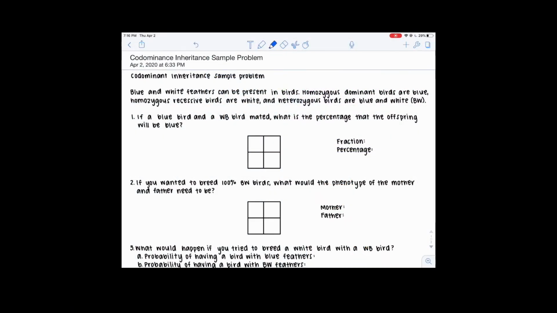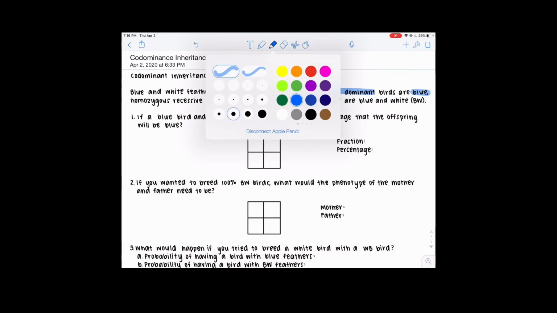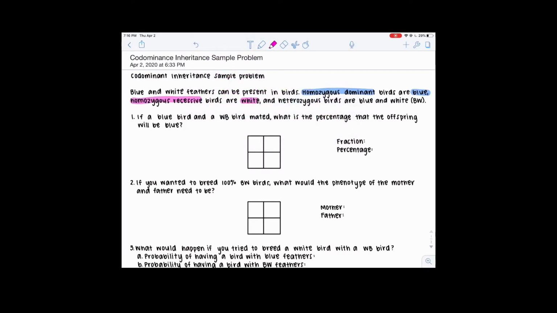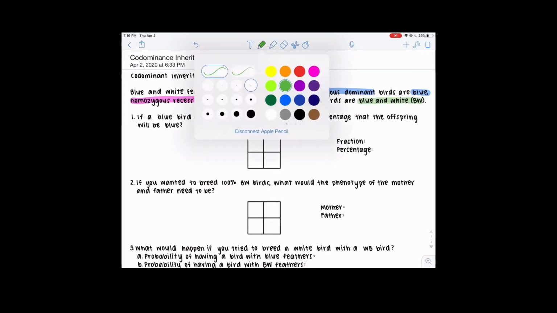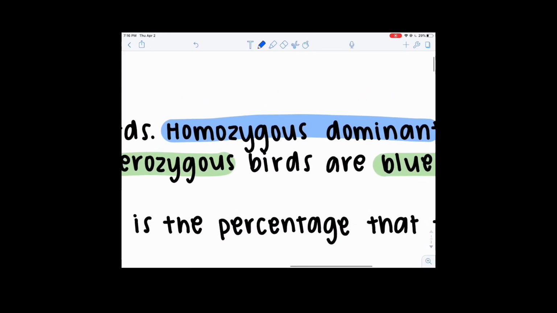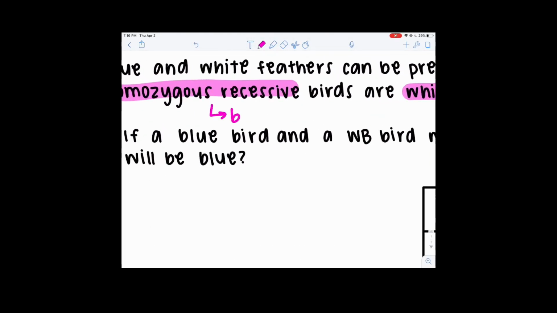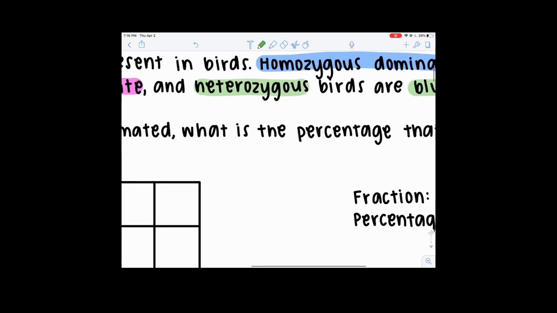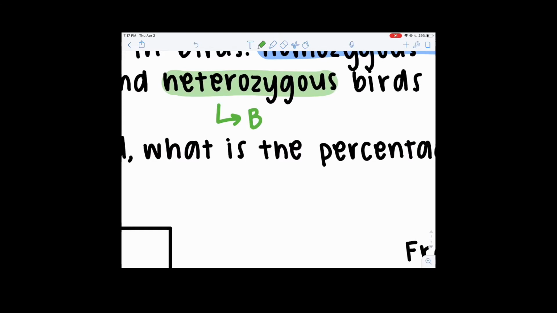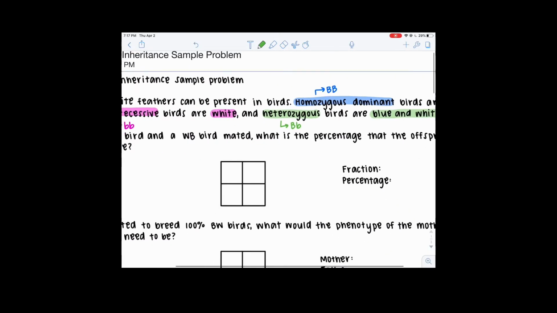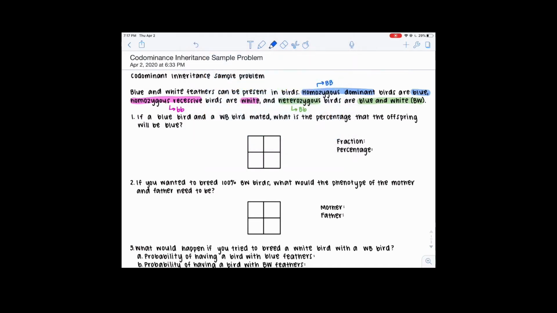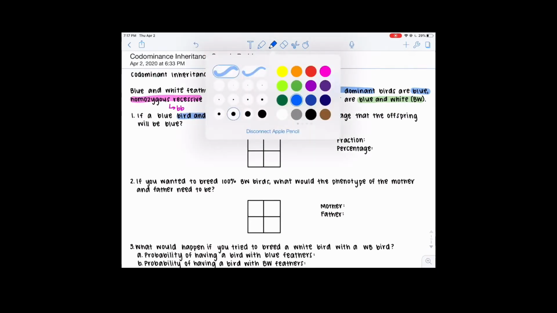Codominance inheritance sample problem. Blue and white feathers can be present in birds. Homozygous dominant birds are blue, homozygous recessive birds are white, and heterozygous birds are blue and white, which we can also abbreviate BW. So we can label our homozygous dominant capital B, because capital letters represent dominant alleles. And we can label our homozygous recessive as lowercase b, because lowercase letters represent recessive alleles, and our heterozygous as capital B, lowercase b. If a blue bird and a BW bird mated, what is the percentage that the offspring will be blue?